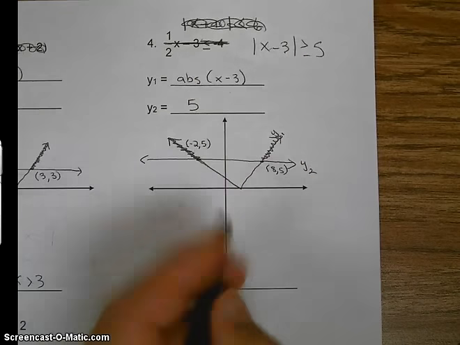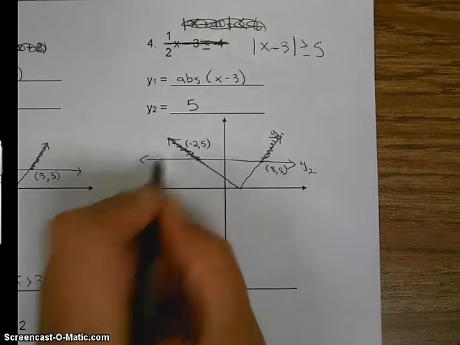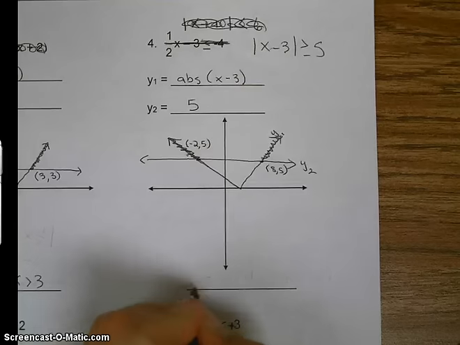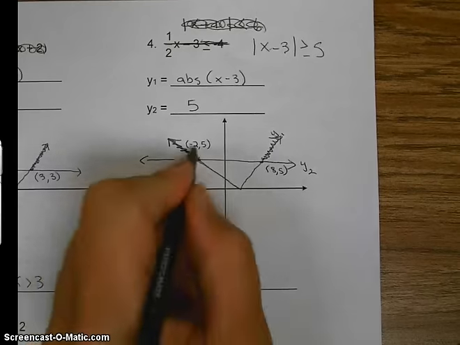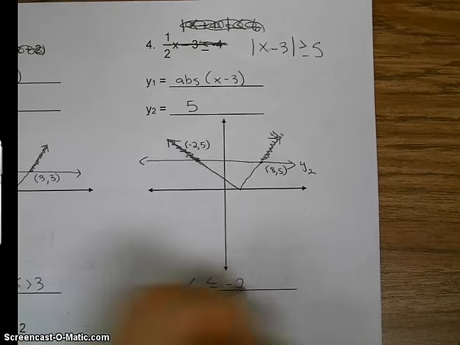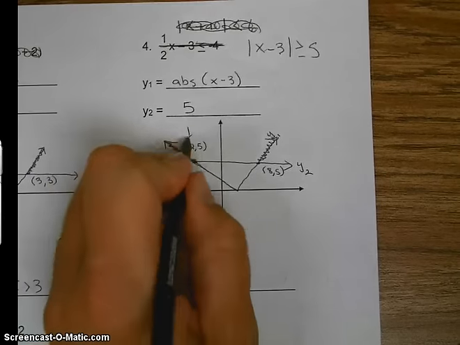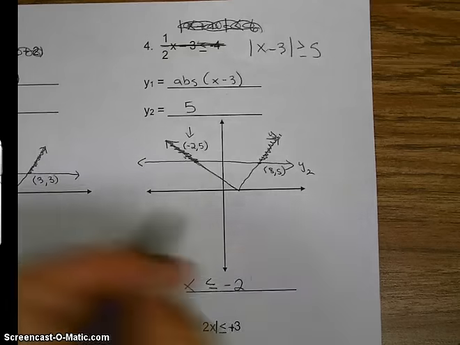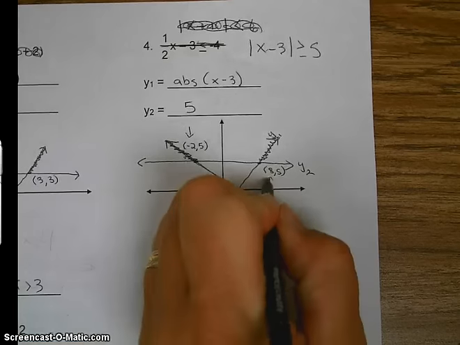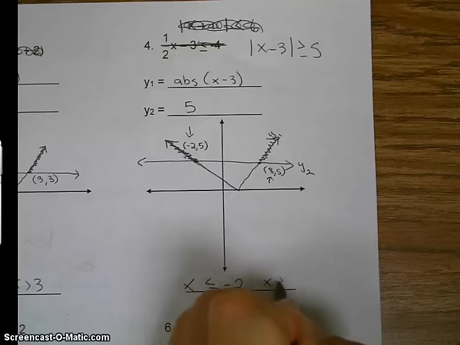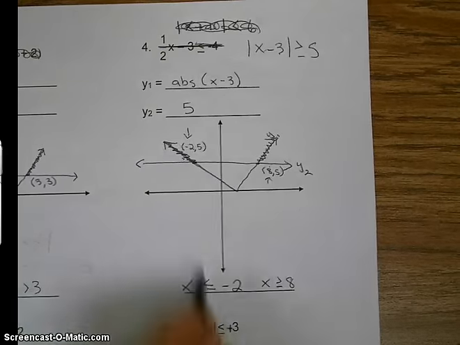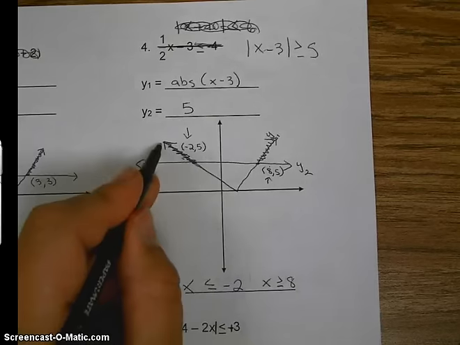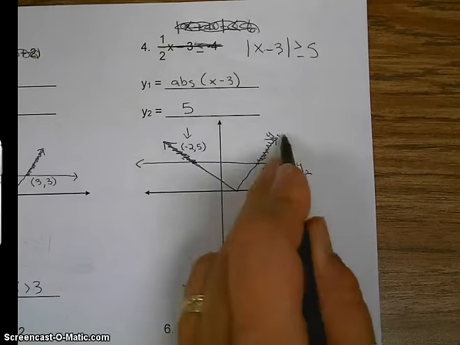Okay, so let's do this side first. Since we have an equal sign, x is going to be less than or equal to -2. We're looking at our x values for solutions. And then we're looking at the x value here, so x is greater than or equal to 8. Remember, less than because we're going to the left, greater than because we're going to the right.